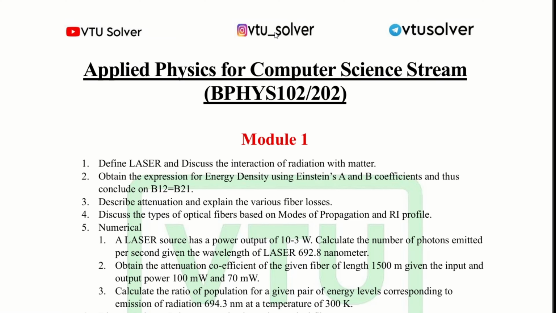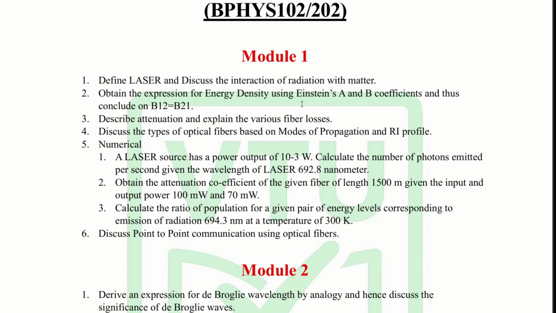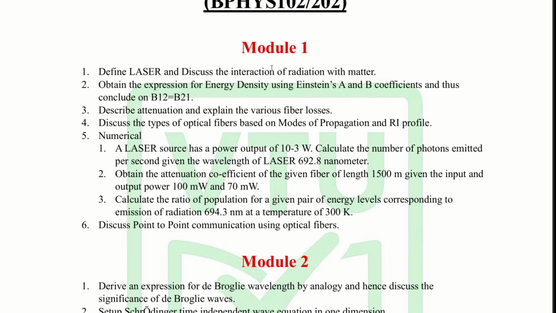Today we are discussing some important questions of applied physics for computer science stream. The subject codes are BPHYS102 and 202. Module 1. The first question is define laser and discuss the interaction of radiation with matter.